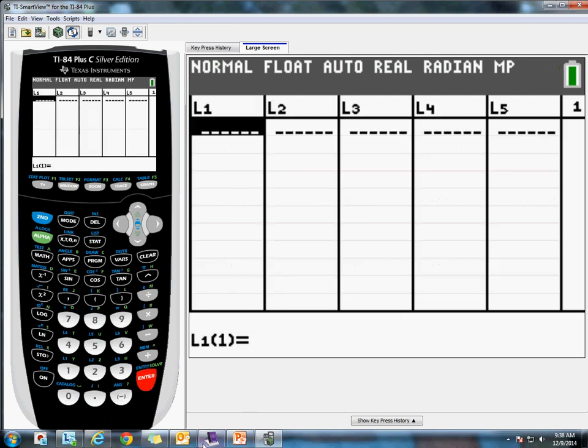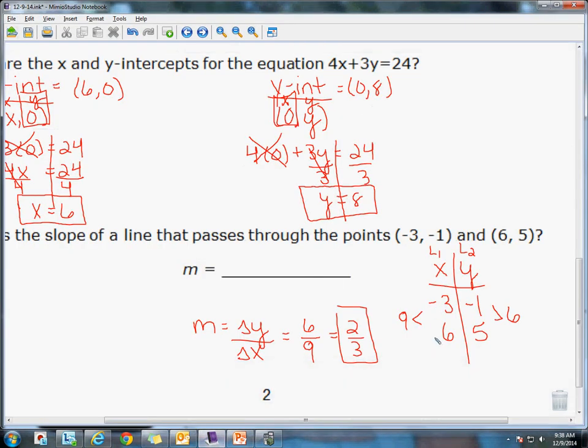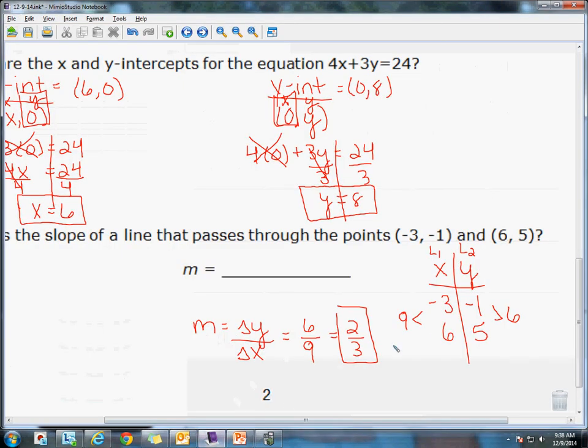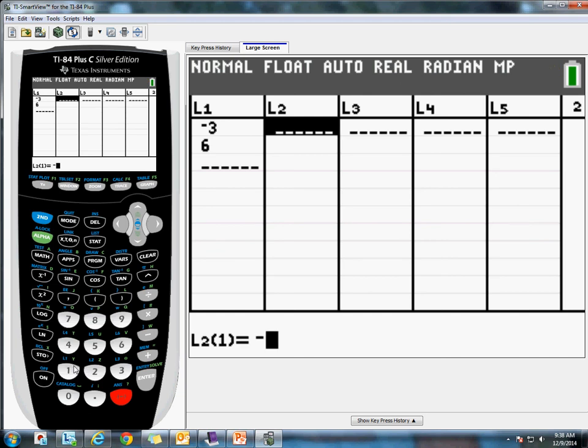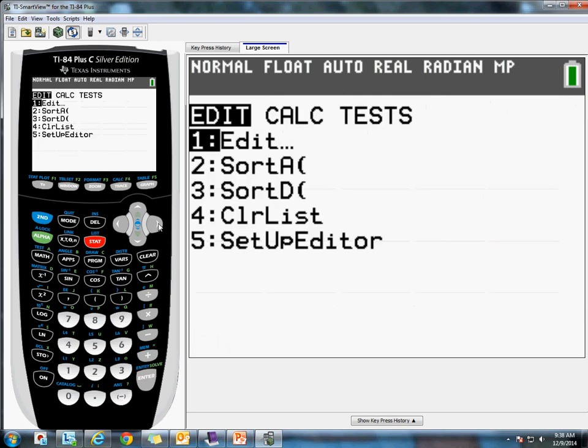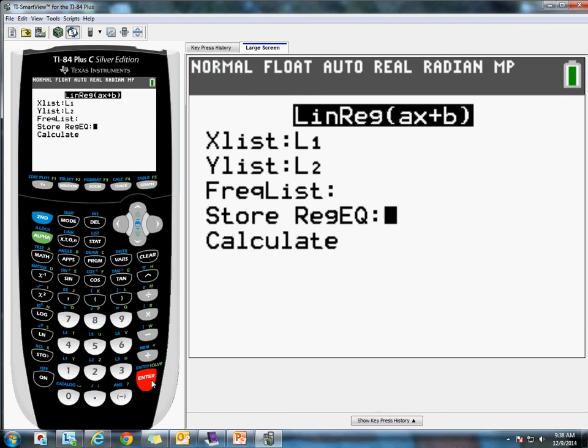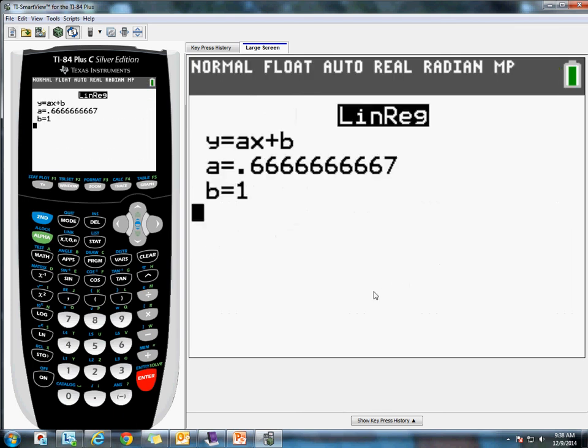In L1 are my x values, which I have -3 and 6. And then in L2, I have -1 and 5. So then we hit stat, arrow over to calc, and you hit the number 4. On your calculator, you only have to hit enter once. And so this is what you get. And the question is asking for slope, so that's your 0.66667.